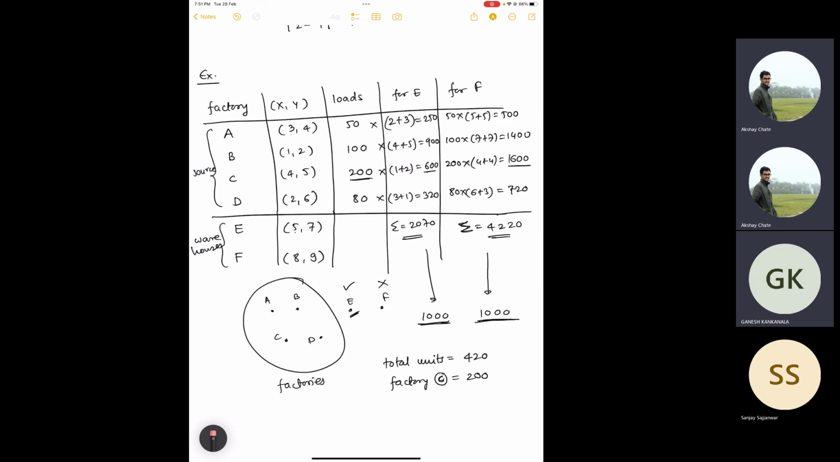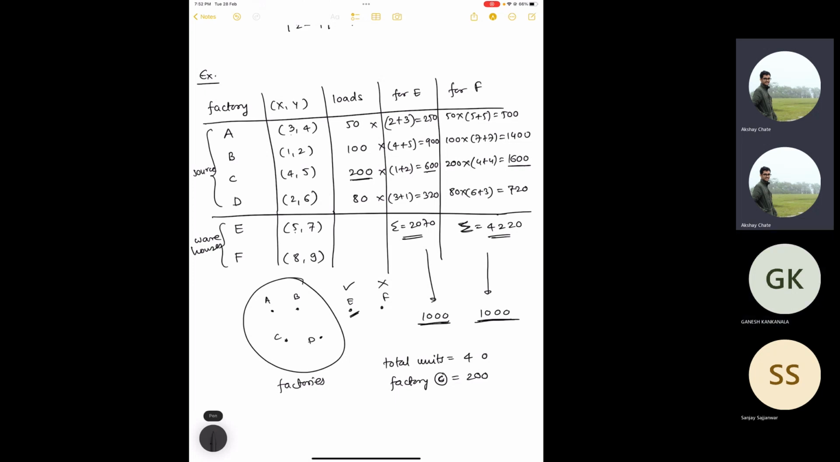So, can you explain the last part, sir, about the total units and the factory C? Yeah, so see, your total units that you need to distribute amongst any one of E and F are 420, right? How did I get this number? I just add these loads. So 150 plus 200 plus 80. So I think that is 430. Sorry. So 430 is there.